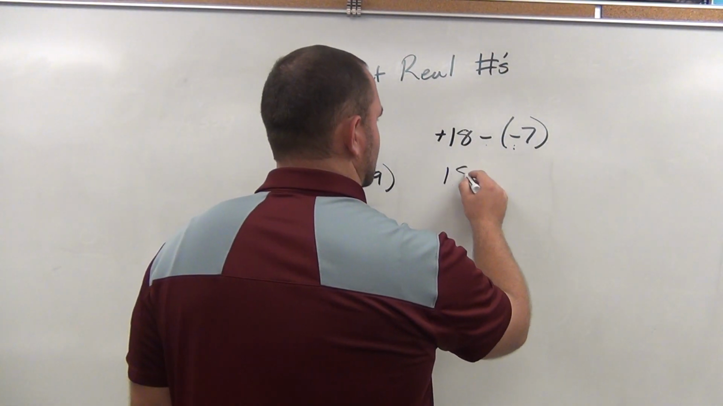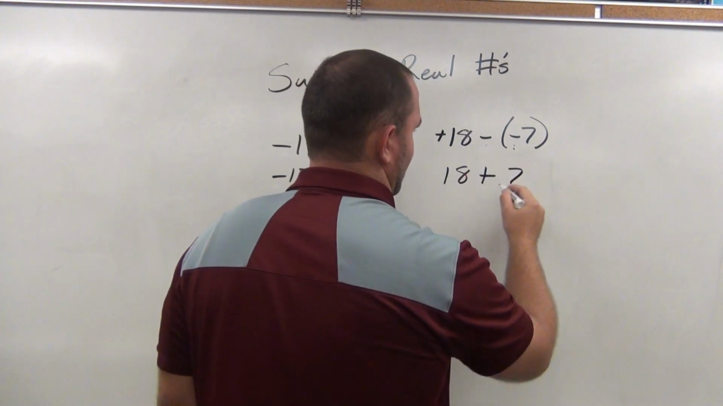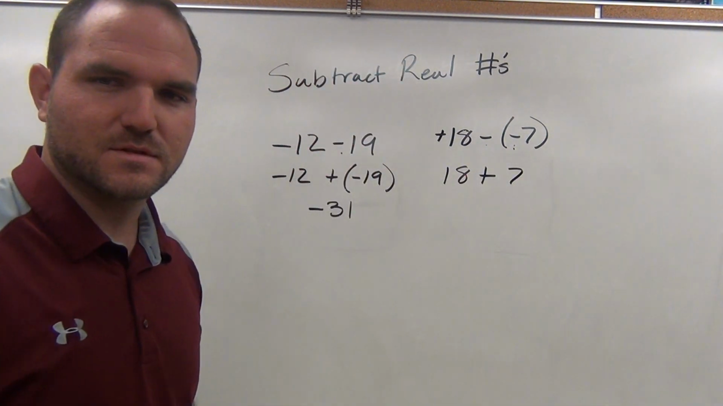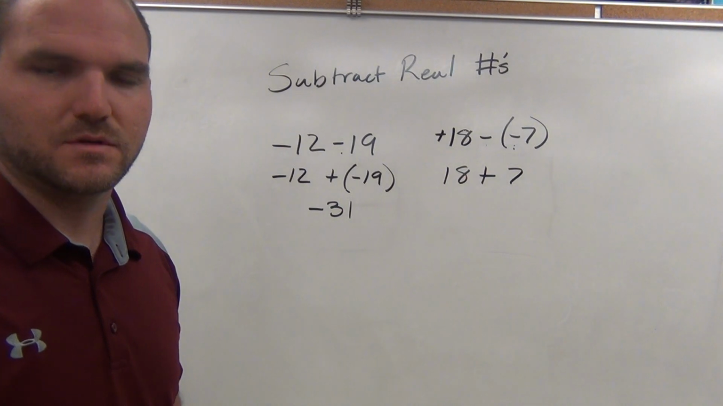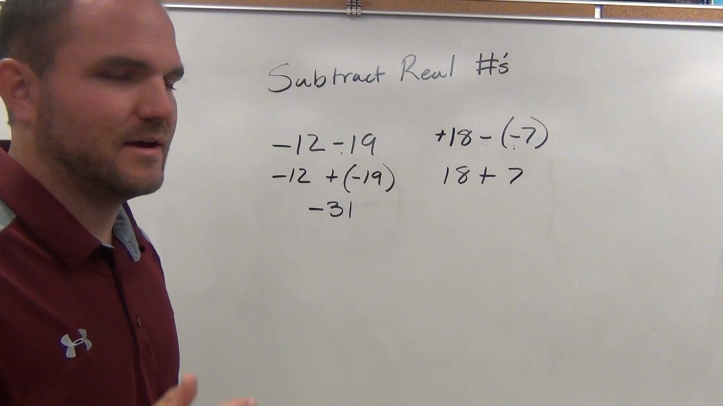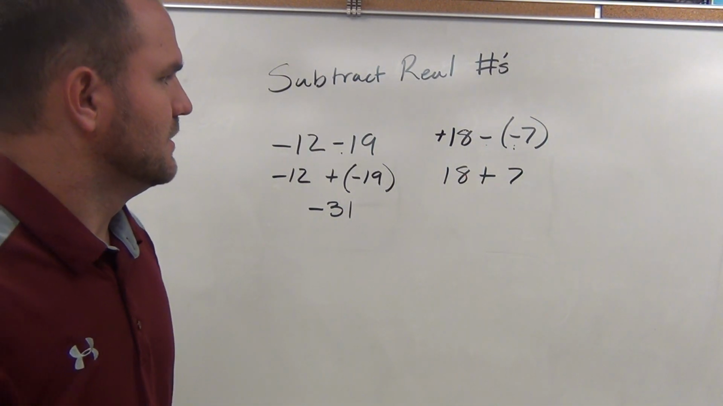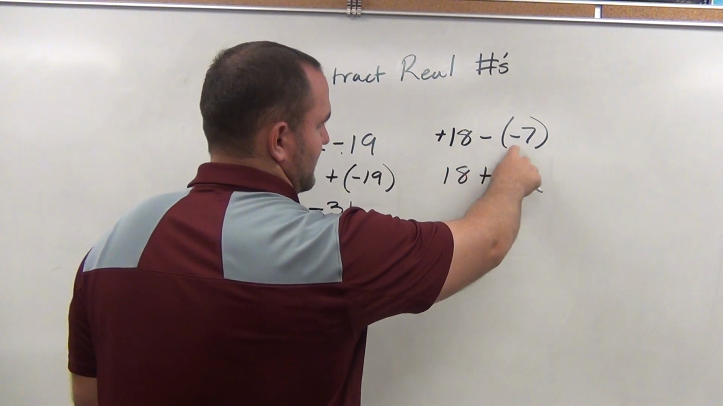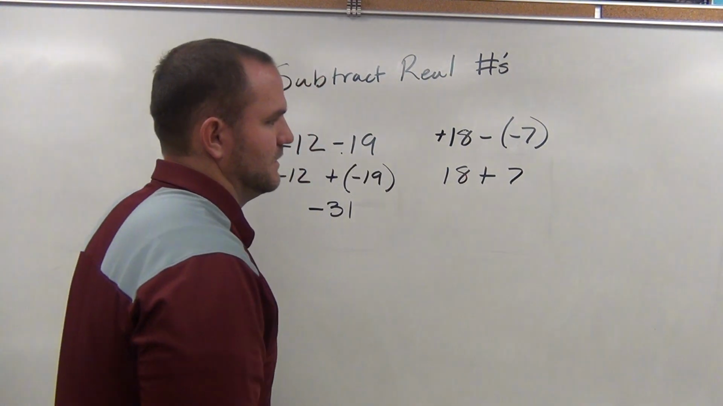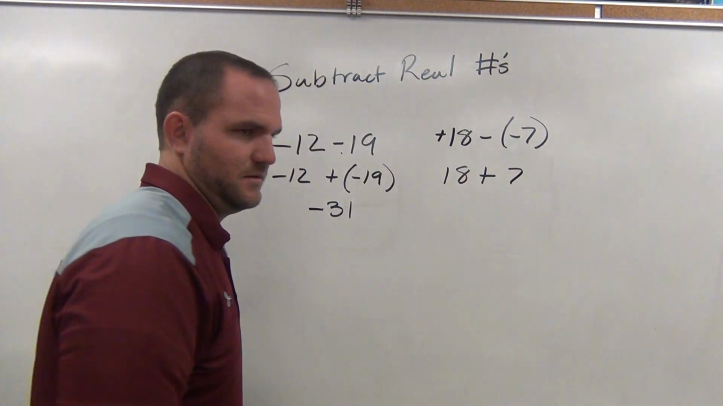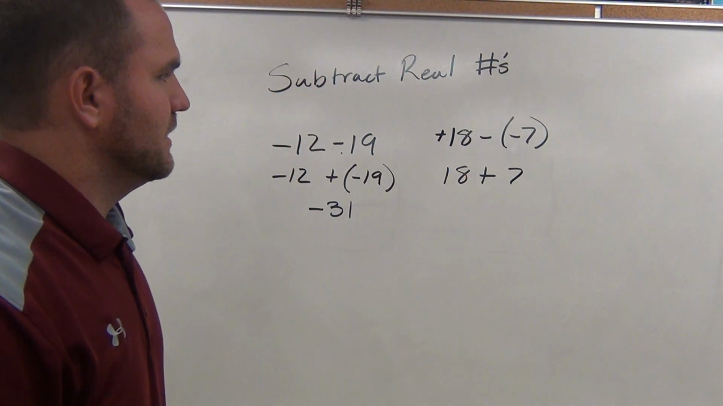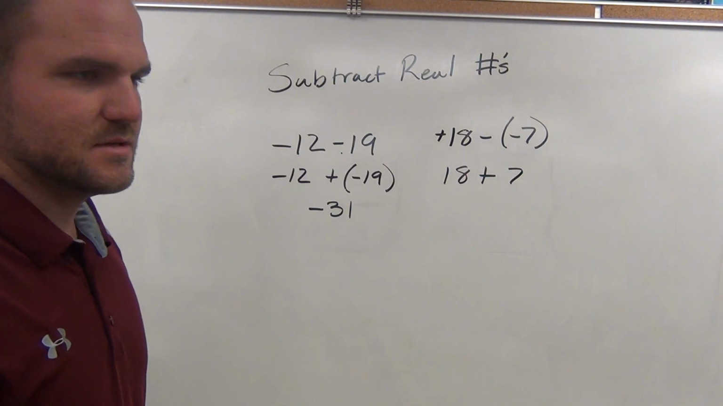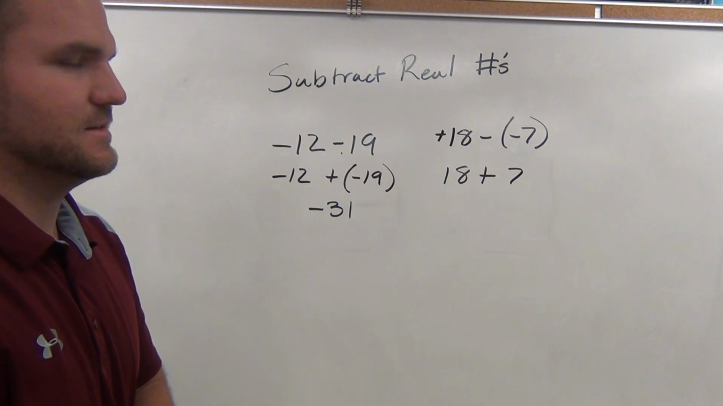So this is probably, I feel like, one of the more confusing things about subtracting real numbers, is when you have the double negatives. So if you can remember that when you have two negative signs together, you have to add a positive. Okay.